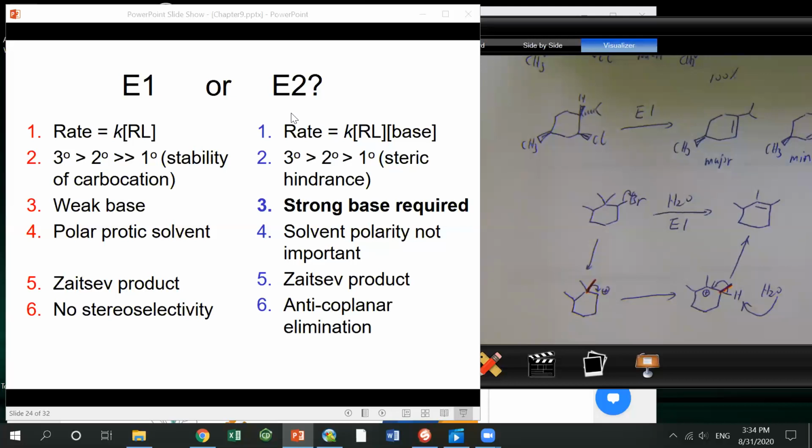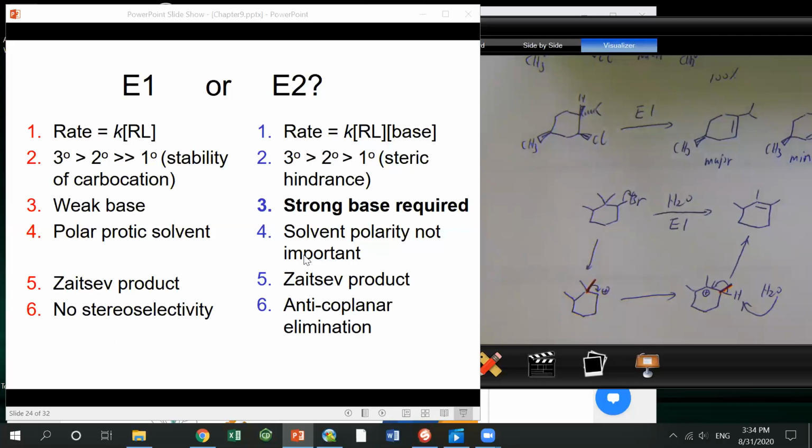Tertiary amine leaving group, then a more bulky base, and also conjugation. And for E1, that's regioselectivity. Sorry, for stereoselectivity, the E1 reaction has no stereoselectivity, but the E2 reaction follows anti-coplanar elimination. Follow anti-coplanar elimination.